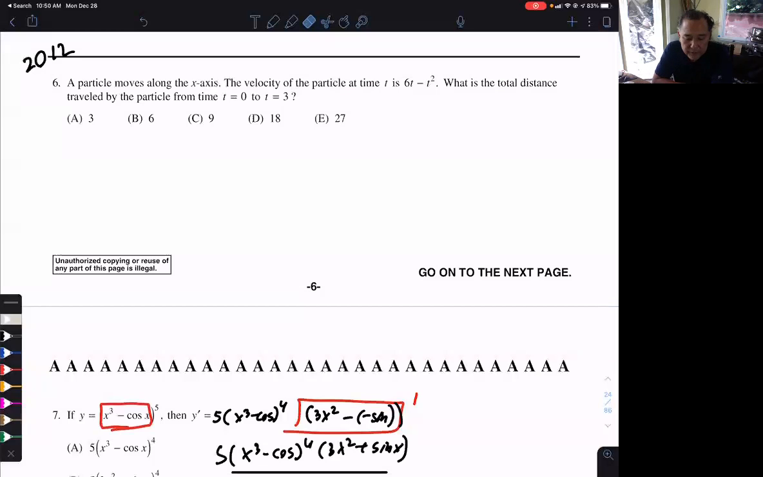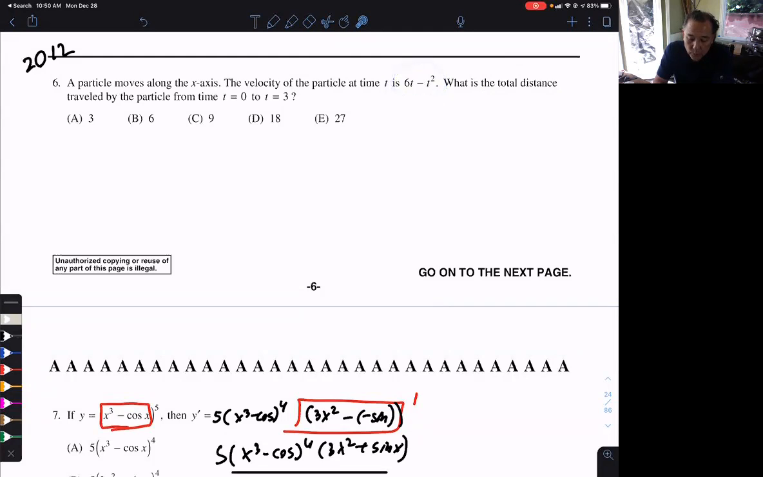This is 2012, number 6. So they want you to find the total distance as opposed to displacement. And so we have to know if the velocity is ever negative, if it's positive, what regions. So to do that, you kind of have to have an idea of what that looks like.